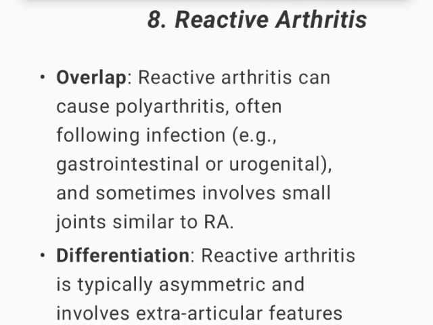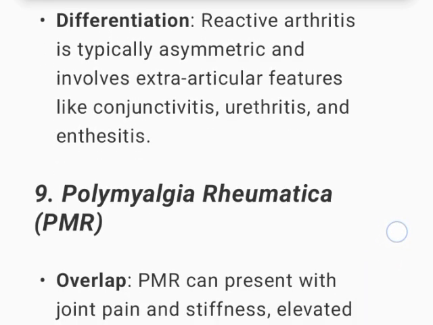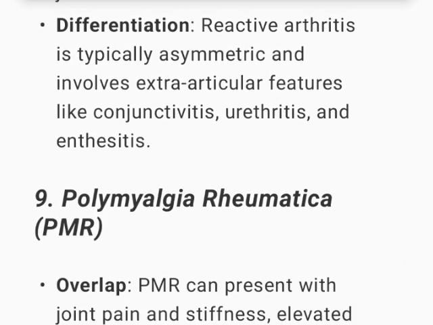8. Reactive arthritis. Overlap. Reactive arthritis can cause polyarthritis, often following infection, e.g., gastrointestinal or urogenital, and sometimes involves small joints similar to RA. Differentiation. Reactive arthritis is typically asymmetric and involves extra-articular features like conjunctivitis, urethritis, and enthesitis.